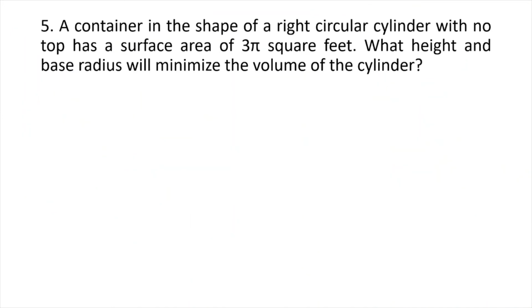Next problem. A container in the shape of a right circular cylinder with no top has a surface area of 3 pi square feet. What height and base radius will minimize the volume of the cylinder? Okay, so we have a cylinder. Let's draw a cylinder with no top, so it's open at the top.